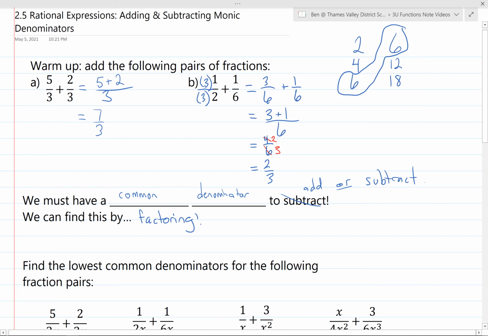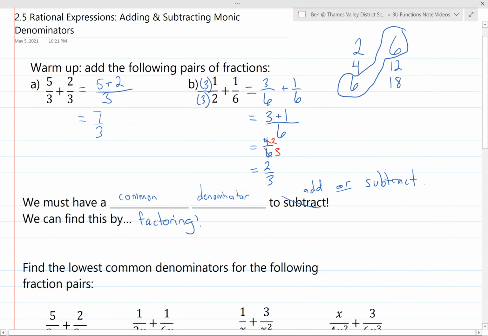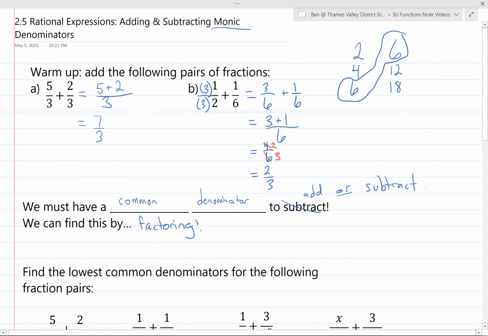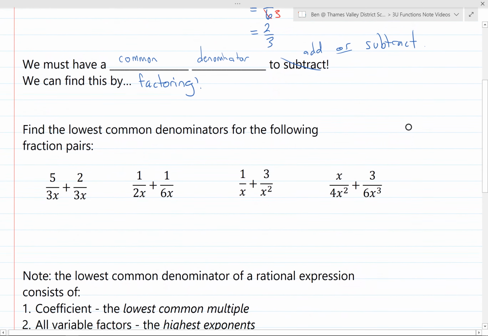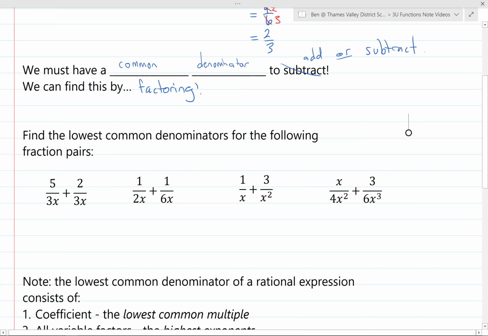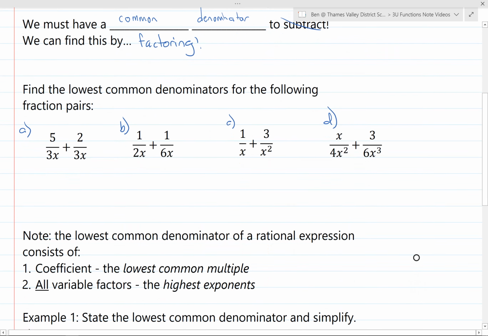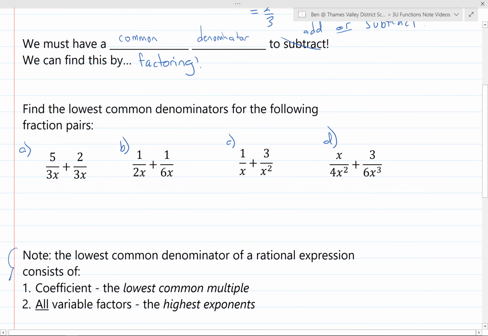In terms of factoring, we shouldn't need to do too much other than simplifying today, but when the problems get a little bit more tricky, when we're no longer working with monic denominators, then we'll need to factor in order to work out what's going on in the bottom of our fractions. So if we take a look at the following pairs of fractions, I'll call them A, B, C, and D, then we're going to try and find the lowest common denominators of each of these pairs. We're going to use the following rules that we see down here.